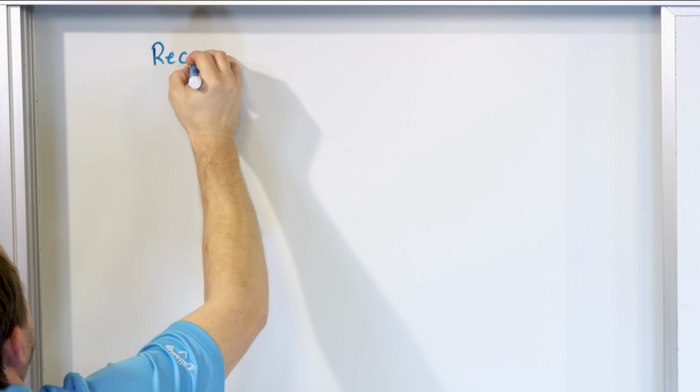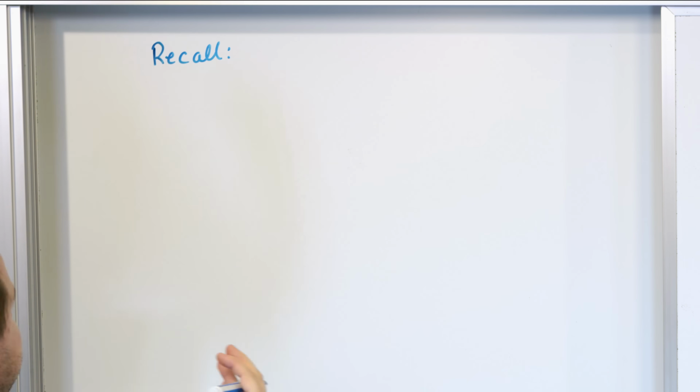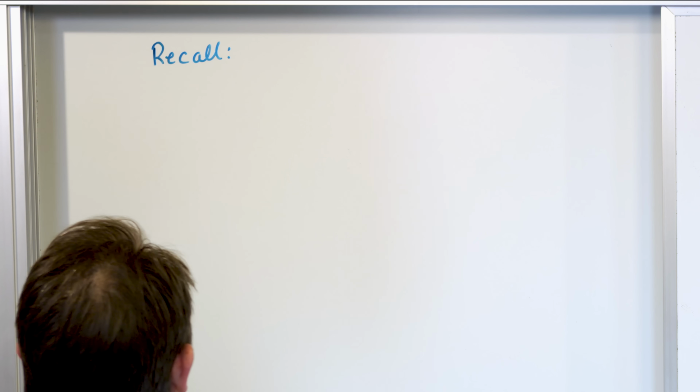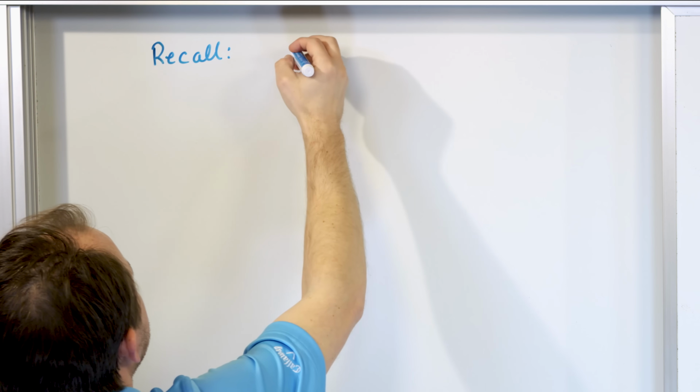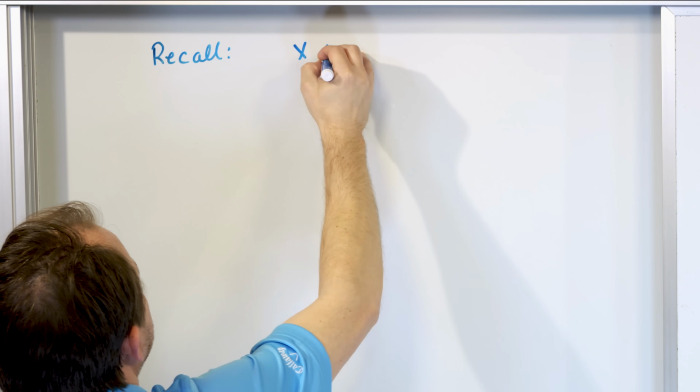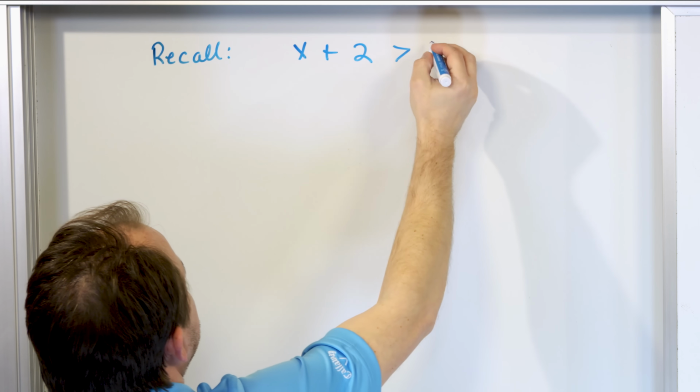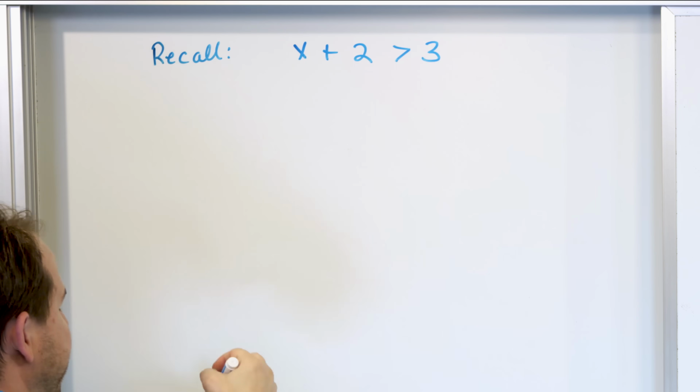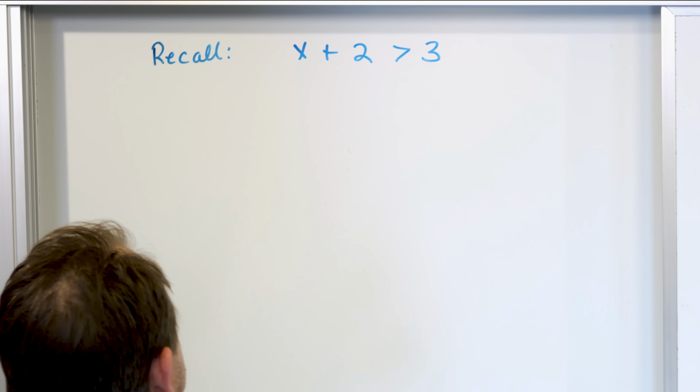So before we get started, let me just draw a parallel and show you how this stuff comes from what we have already learned. So I want you to recall the idea of inequalities with one variable in the way that we've done it before. So we might have in the past had something like x plus 2 greater than 3. That is an inequality that we've learned how to solve and graph it.